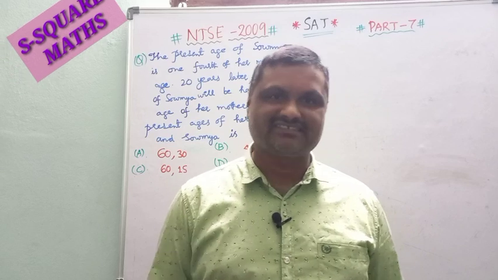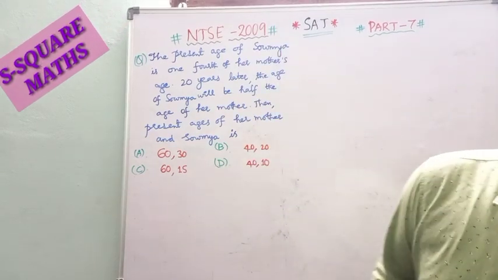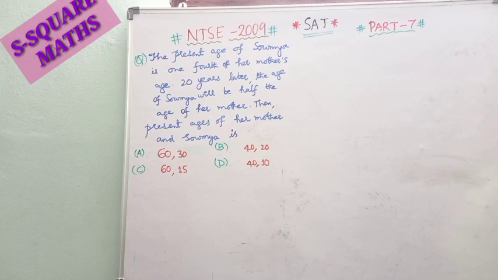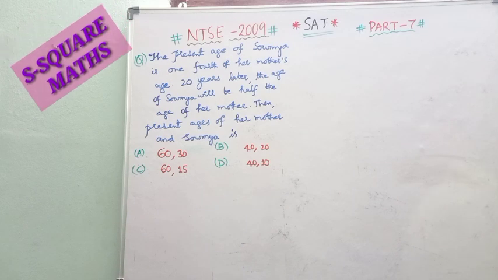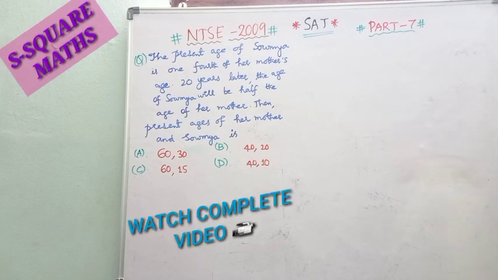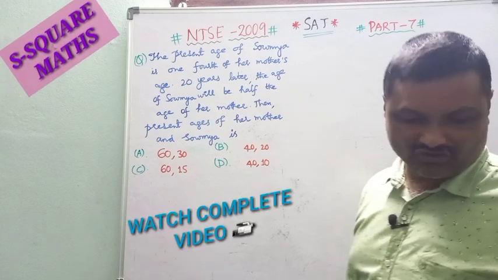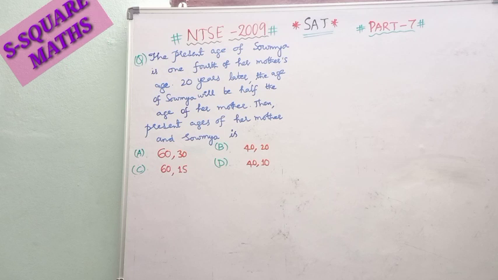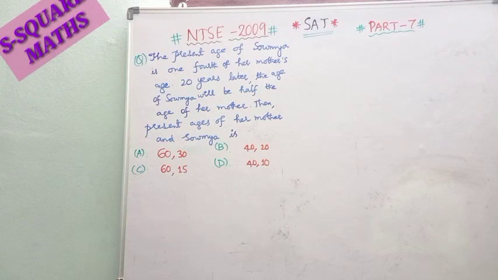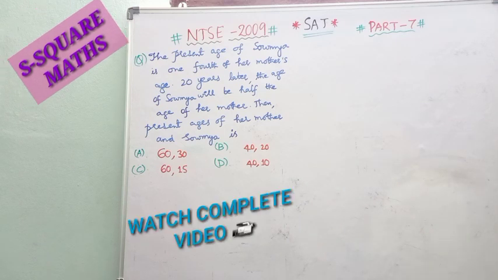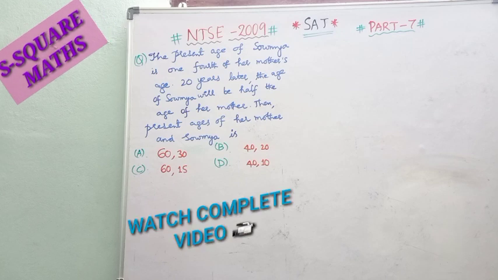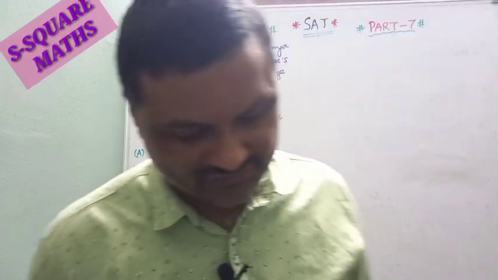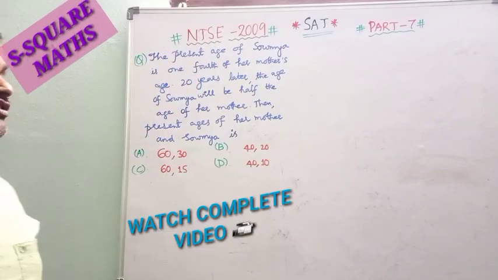Okay, so let us start now. The present age of Soumya is 1/4 of her mother's age. So 20 years later, the age of Soumya will be half the age of her mother. Then find the present ages of her mother and Soumya.